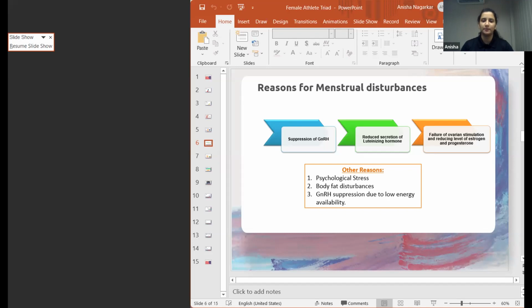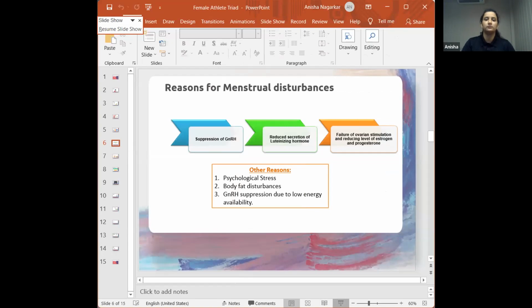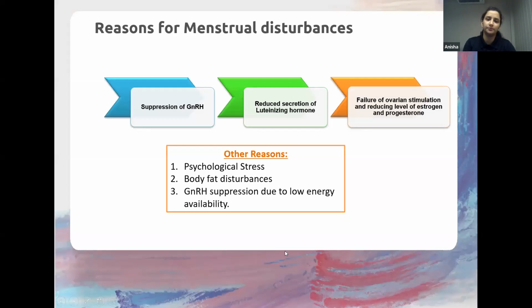Now, all these three are related to each other, and one of the reasons for this particular thing is low energy availability, causing issues with your energy availability and release of hormones.